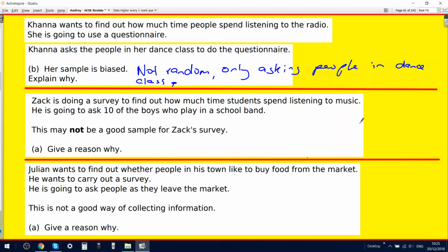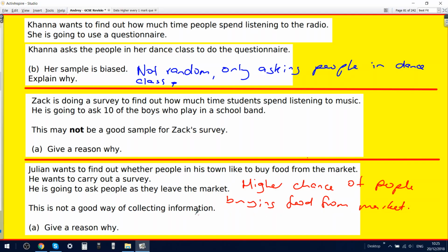It's not good for collecting information because there's a higher chance of people buying fruit from the market. Oh, it's not random, is it? Yes, there's a higher chance of people buying fruit if they're from the market. It's a biased sample, and in this case positively biased, or positively skewed, as they'd say in A level. Almost no one would tick 0 if it was on a box because they're leaving the market.